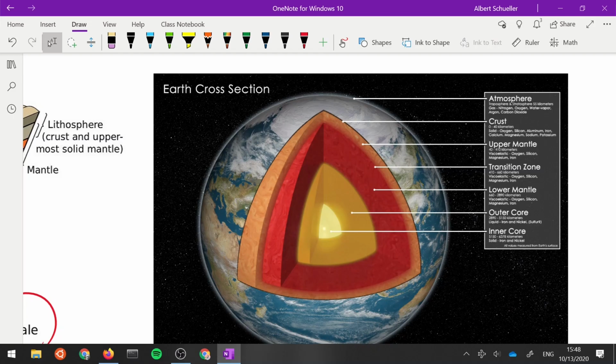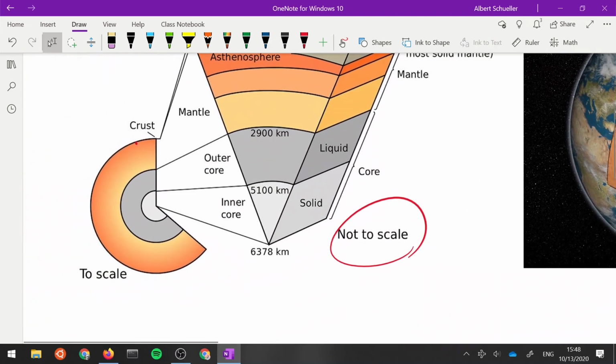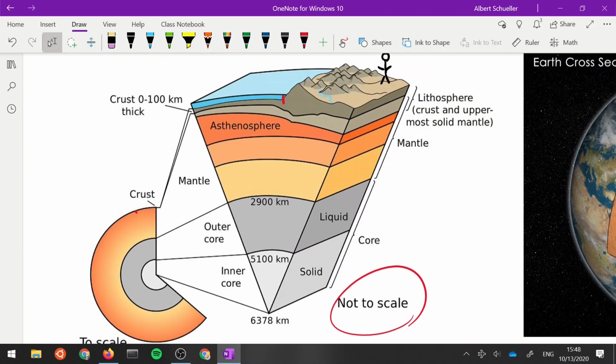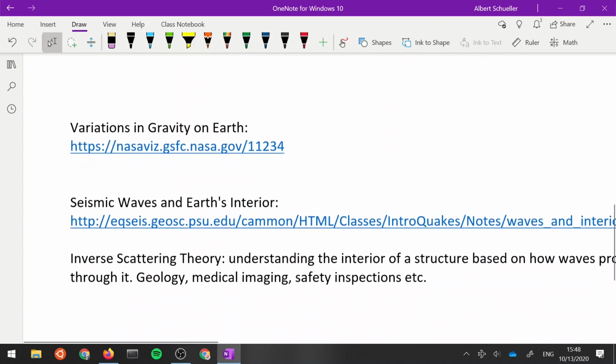So iron atoms neither fuse nor, what's the word, fission. They don't do fission either. So we have a lot of iron in the world, and it sort of settles down into the middle of rocky planets like ours. Okay, how do we know what's inside?